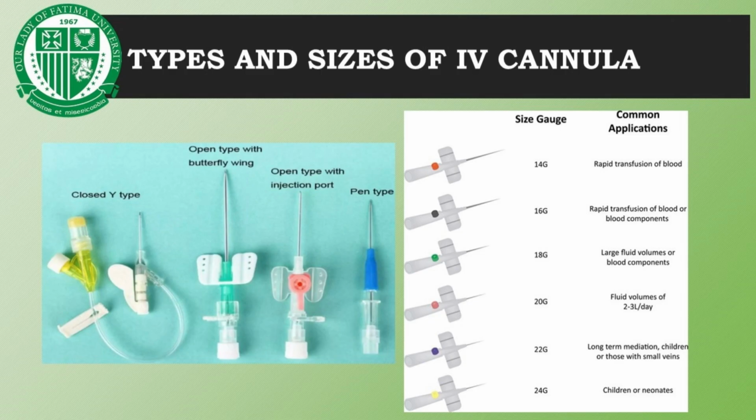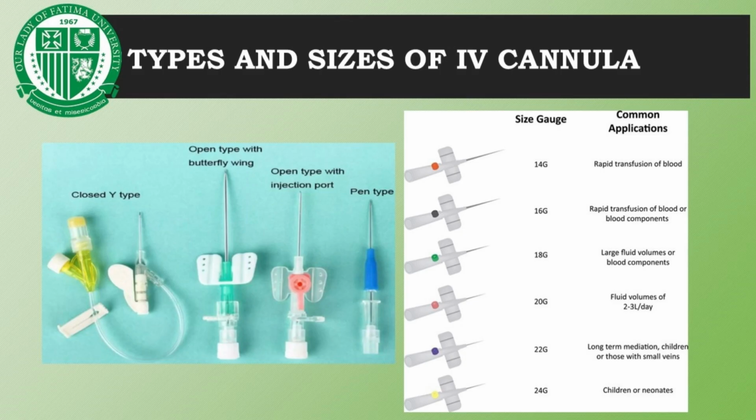The 16-gauge gray IV cannula has an ideal flow rate of 1.8 milliliters per minute. It is commonly used for trauma patients, surgeries, and blood transfusions. The 18-gauge green IV cannula has an outer diameter of 1.2 millimeters and an ideal flow rate of 90 milliliters per minute. It is commonly used in blood transfusions, IV fluids, and pre-surgical preparations.